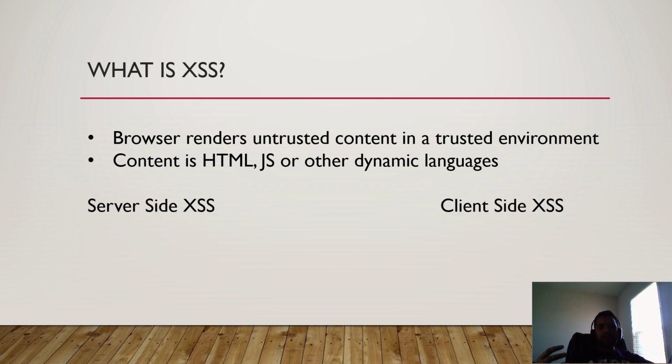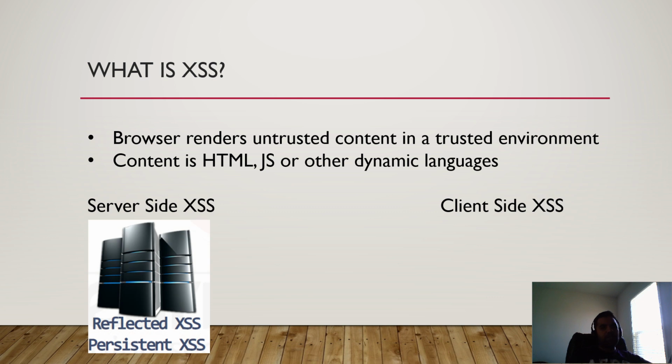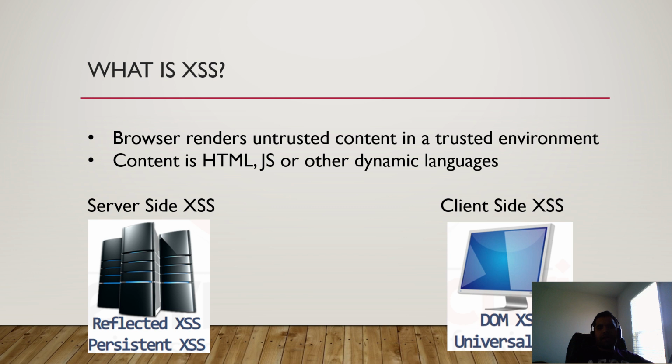Let's talk about the different types of XSS first, and then we'll go through some sample code on how XSS really works. So there are two types of XSS. One is server side, the second one is client side. Server side breaks down into two different categories: one is reflected, the second one is persistent or stored XSS. Client side also has two categories: one is DOM cross-site scripting, and the second one is universal cross-site scripting.